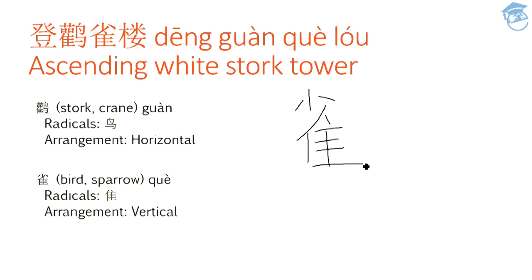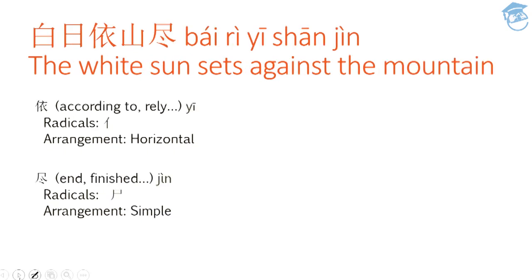Okay, 11 strokes for this word, Que. So we are going to the first verse of the poem. It is 白日依山尽. The meaning is the white sun sets against the mountain.